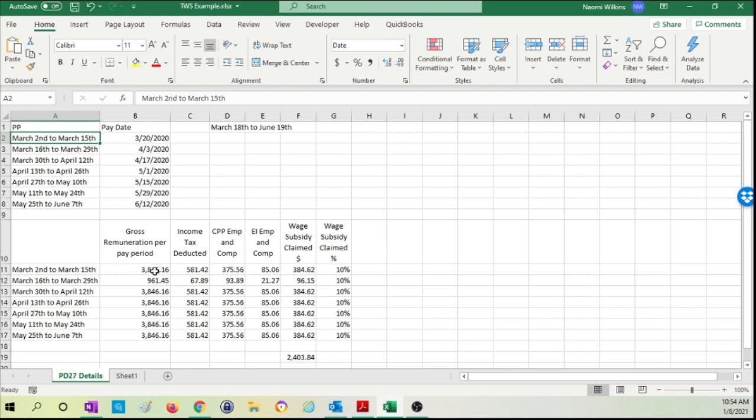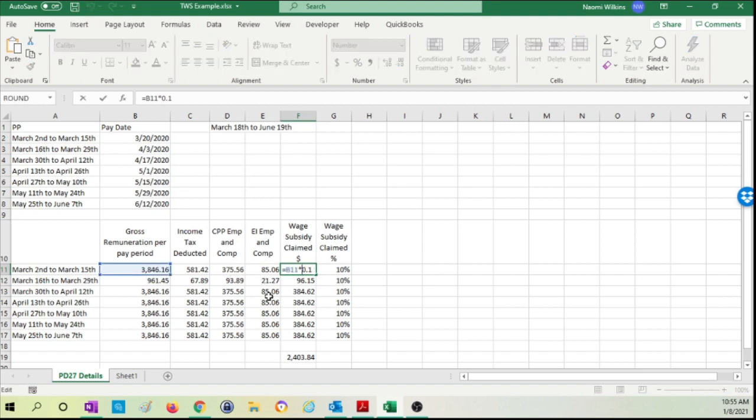Next, I would look at the total wages and earnings, including bonuses, and put it in this column, and then I would put in what the income tax deducted was, and the CPP, the employee portion and the company portion. So this is the remittance amount for this pay period, both the portion for the employee and the company. And also the employment insurance, same thing, both portions. And then for the wage subsidy claimed, I just took this column and multiplied it by 0.1. That's the 10% that we'll be claiming.